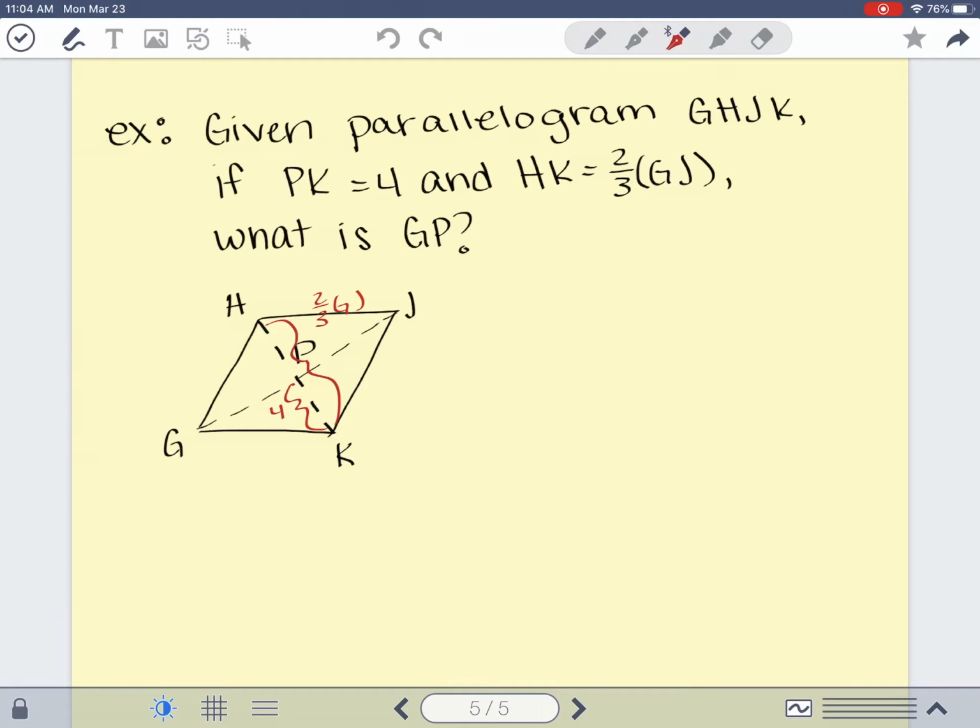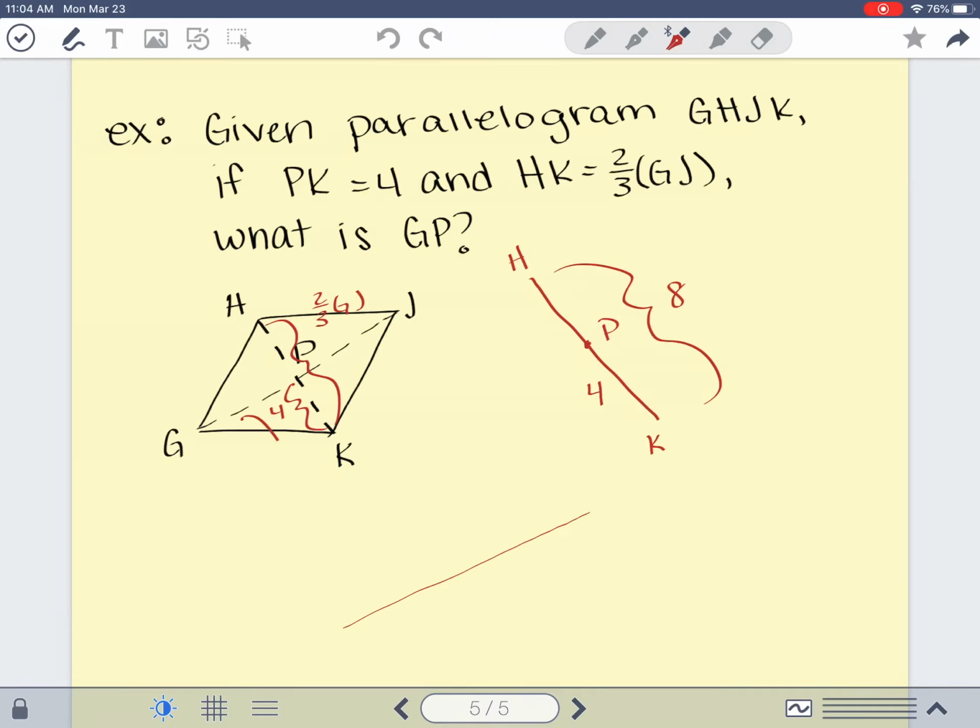First, remember that if we have PK right here, let me redraw this over here. I have HPK. PK is 4. Now, remember, the diagonals bisect each other. So if PK is 4, that tells us that HK is actually going to be 8.